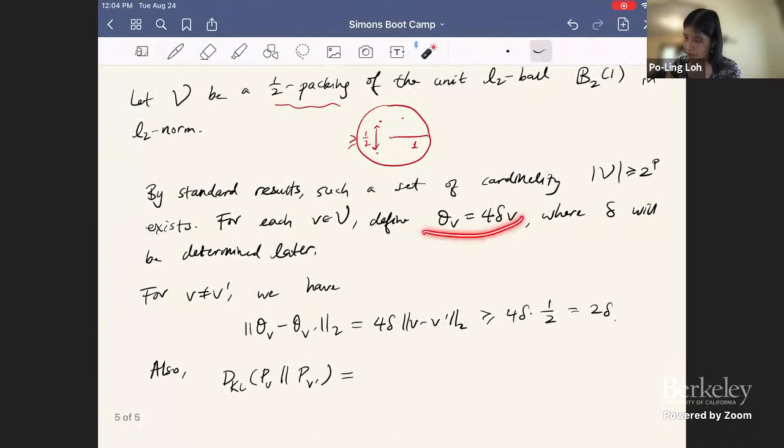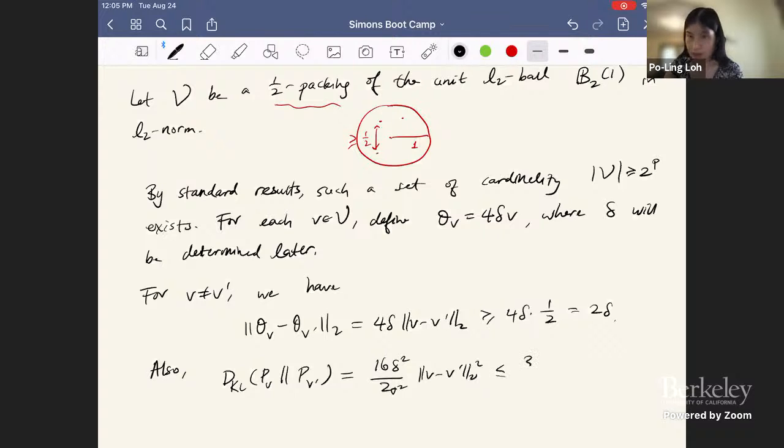Now, the parameter is 4 delta times v. So really, we have a KL divergence between 2 normal distributions where the means are 4 delta v and 4 delta v prime, and the covariance matrices of both are sigma squared times I. So you can check that this is equal to 16 delta squared over 2 sigma squared times the 2-norm squared of v minus v prime, which is less than or equal to 32 delta squared over sigma squared.